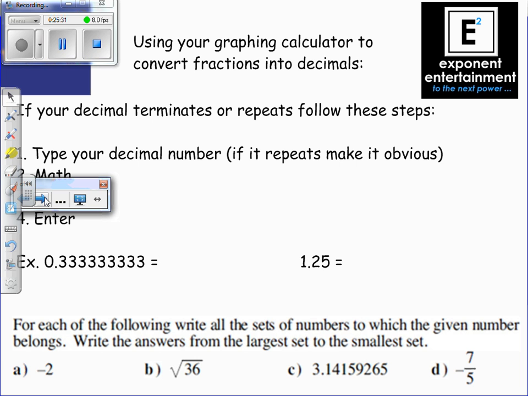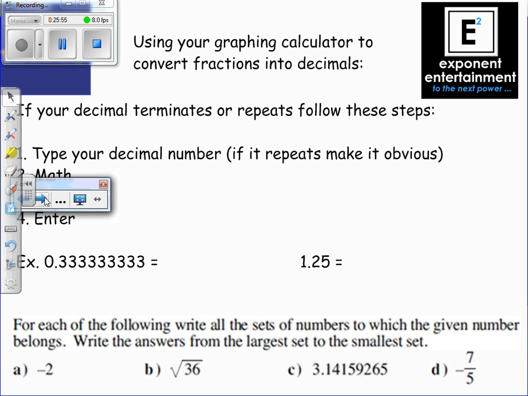So 3.3333333. Don't just stop at 1.3. Yeah, do a bunch. Just make it very clear to the calculator that you're trying to repeat. The next thing, there should be a math button down the left-hand side. Yep, right there. It's the third button down, under alpha. Click that.